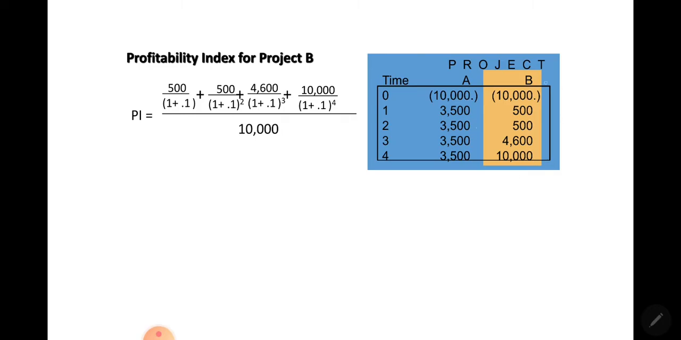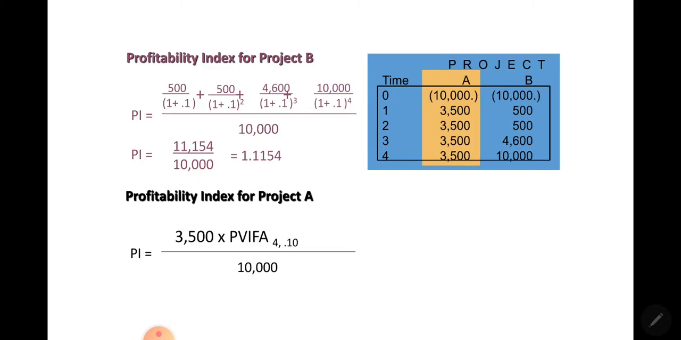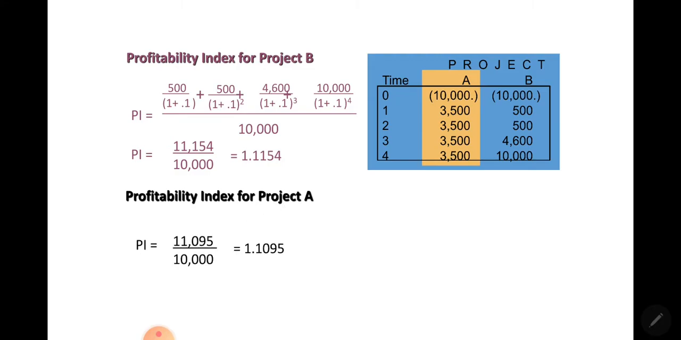So if we calculate it for project B, present value of inflows किस तरीके से आएगा? Using the present value formula, which is this. तो ये आप already calculate कर चुके हो in the previous part. This came 11,154 and initial investment कितनी थी? Cash flow 0 कितनी थी? 10,000. So 1.1154 is the profitability index. Similarly, if you calculate it for project A, the present value of inflows that came at that time was 11,095 and 10,000 is your initial outlay, so 1.1 is your profitability index.